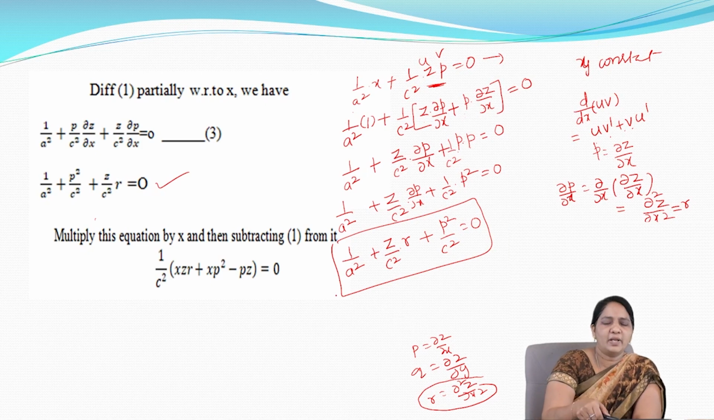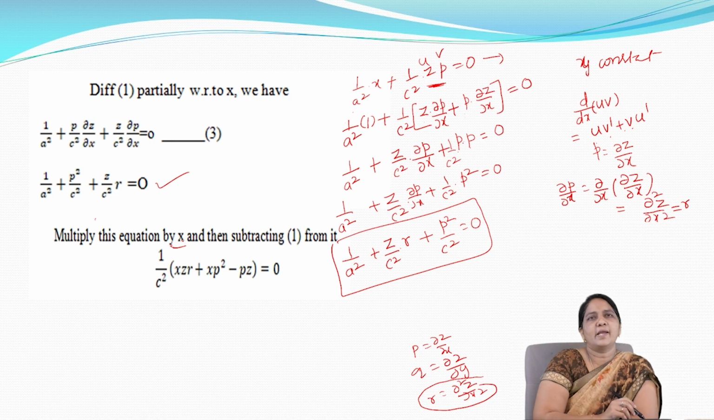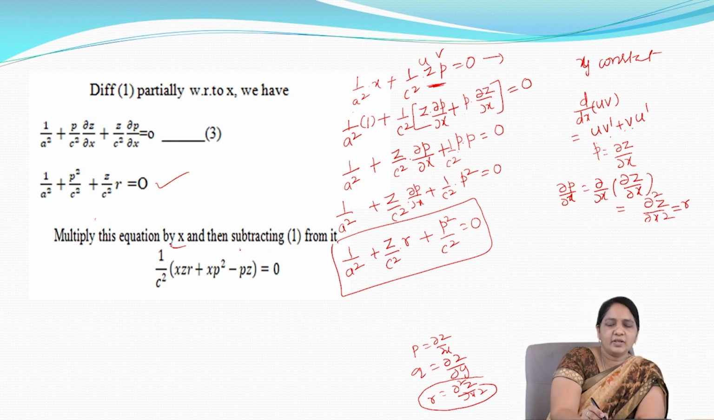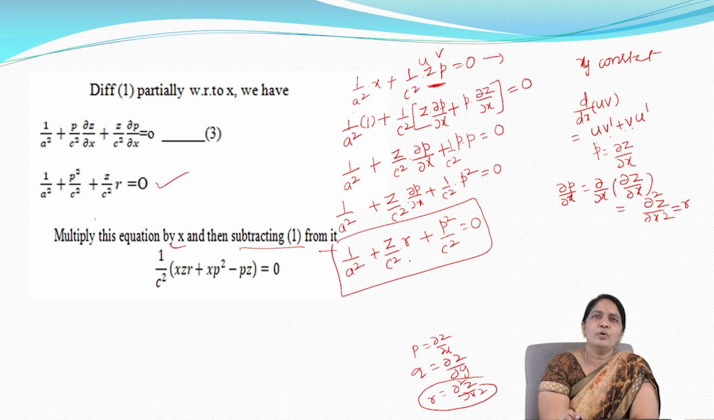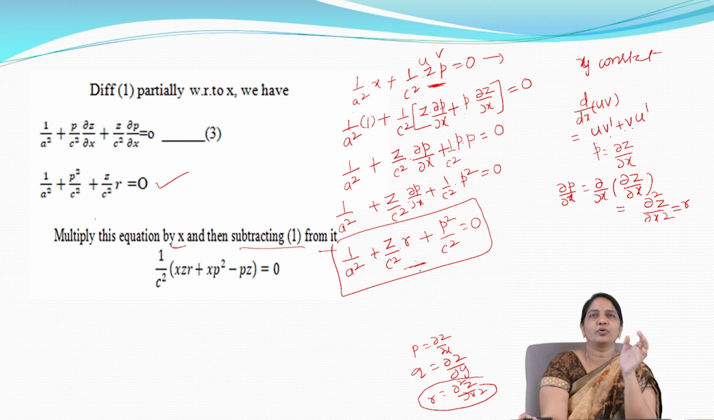I am going to multiply with x and subtract 1 from it. So what am I going to do now? I am going to multiply this equation with x and subtract this equation after multiplying with x. I am going to subtract from equation 1.